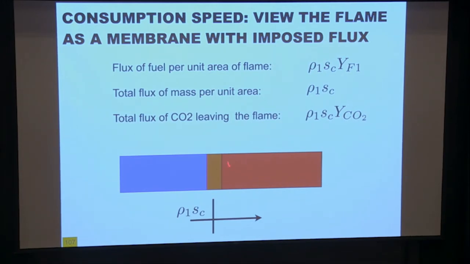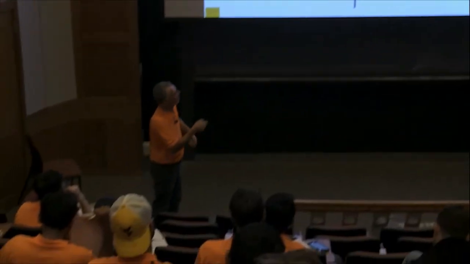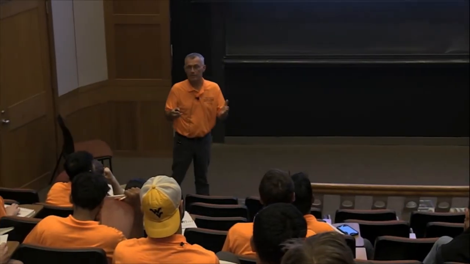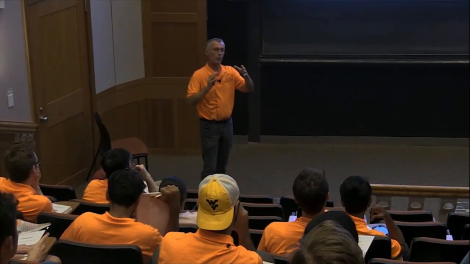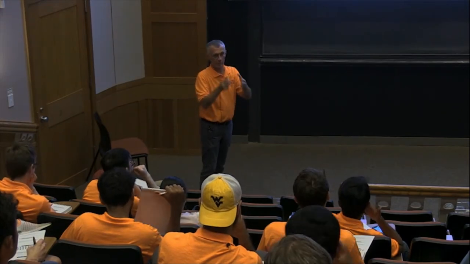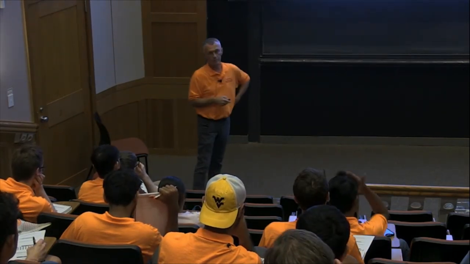If you imagine that the flame is like a porous membrane with a flow going through it, you see that the flow of fuel going through the flame front per square meter is rho 1 YF1 SC. That's the total mass of fuel flowing through the flame front. If you divide it by YF1, you have the total mass going through the flame front, which is rho 1 SC. Quite easy. So if I have 1 square meter of flame, the amount of fuel burning through the flame front is nothing else than rho 1 SC.